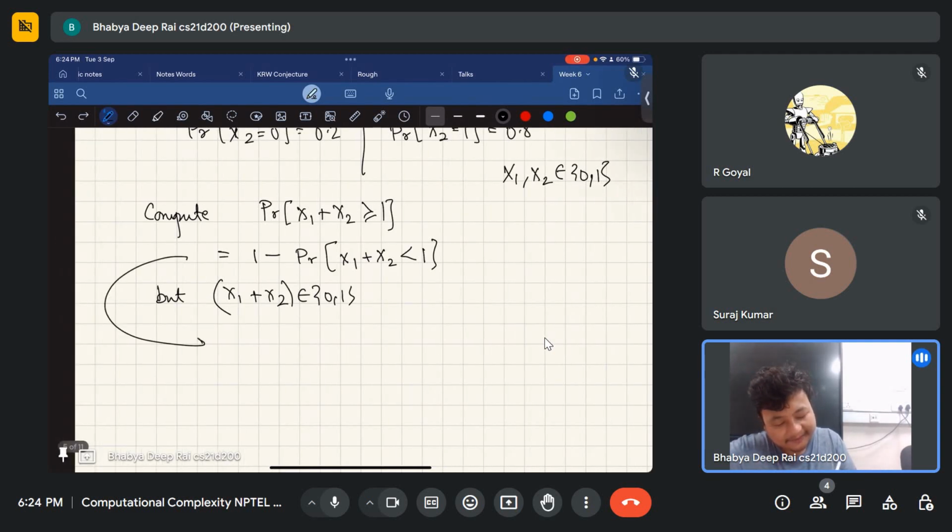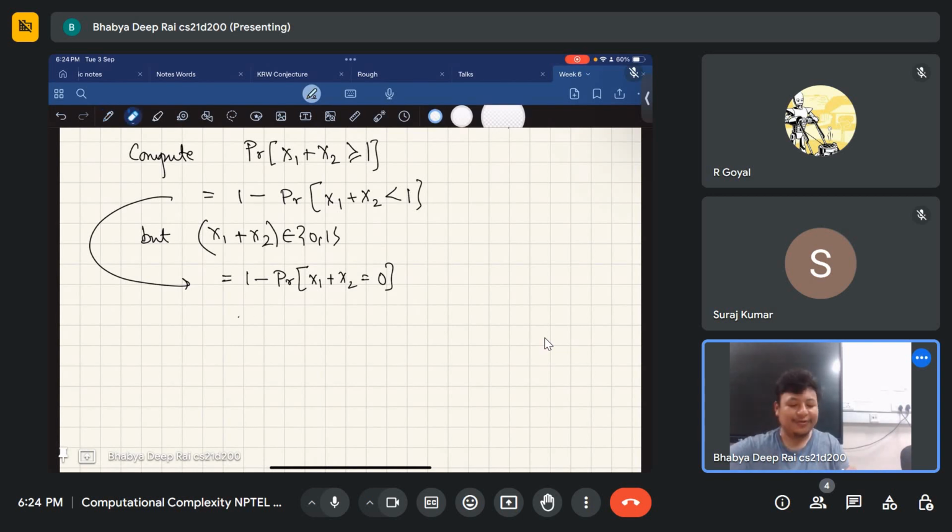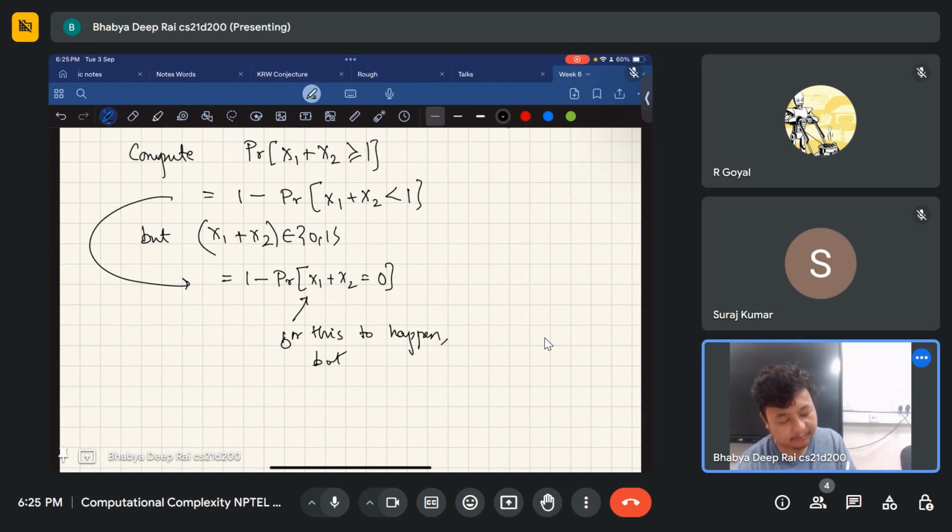So this means that this value is nothing but 1 minus the probability of x1 plus x2 equals 0, because strictly less than 1 would mean that it is equal to 0. Now that we have this, I sum them up. So now, the probability that x1 plus x2 is equal to 0. For this to happen, what do you need? Both x1 should be 0 and x2 should be 0.